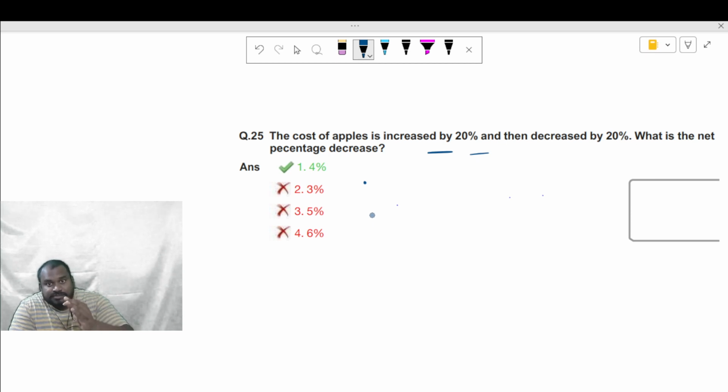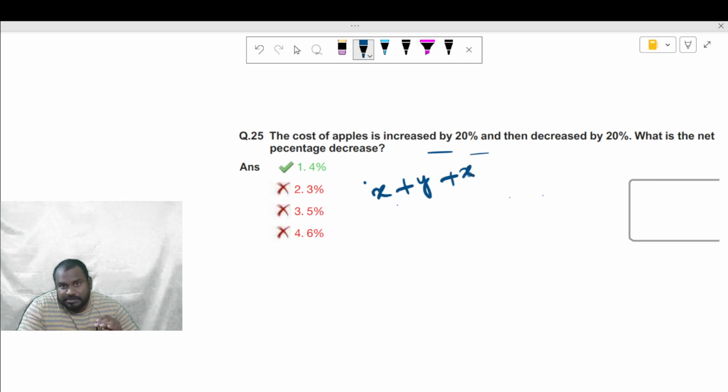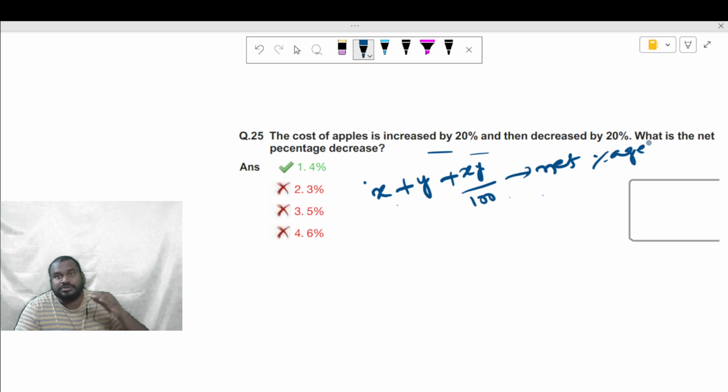So for this type of questions, there is a common formula I told you: x plus y plus x into y by 100, to calculate the net percentage. Decrease or increase, I don't know, you can use this for anything. If they say decrease, you put minus in front of it. If they say increase, you put plus in front of it. Calculate it. If the net value is negative, then it is a net decrease. If the net value is positive, then the resultant value is increased.